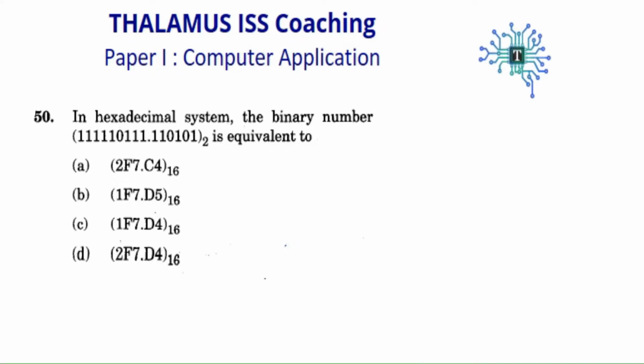What is meant by positional number system? The value of any digit occurring in a number will be based on the position of that particular digit. There are two number systems, binary and hexadecimal. In the binary number system the base will be 2, and in the hexadecimal number system the base will be 16, which is equal to 2 raised to 4.